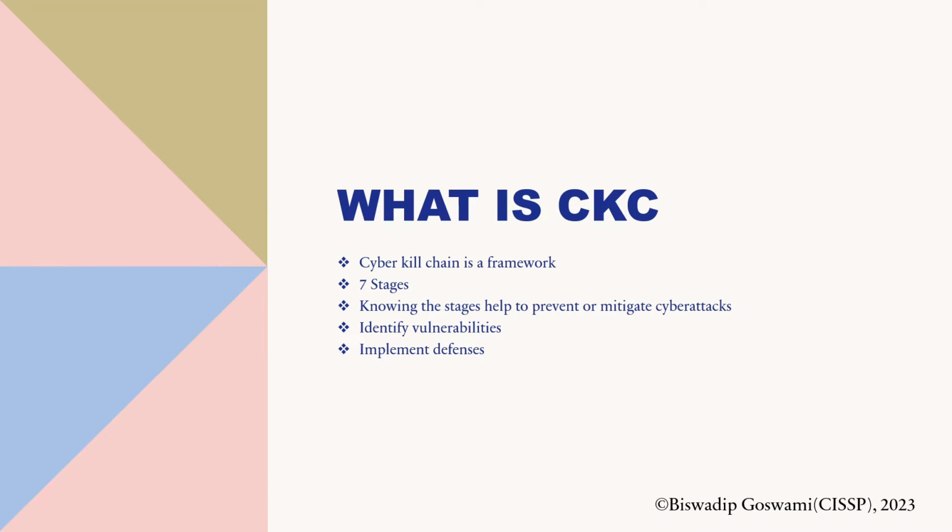The attacker establishes a communication channel between the compromised system and their own infrastructure, allowing them to remotely control the system and carry out further actions. Action on objective. This is the final stage where the attacker achieves their goal, whether it's data theft, system disruption, or any other malicious activity.